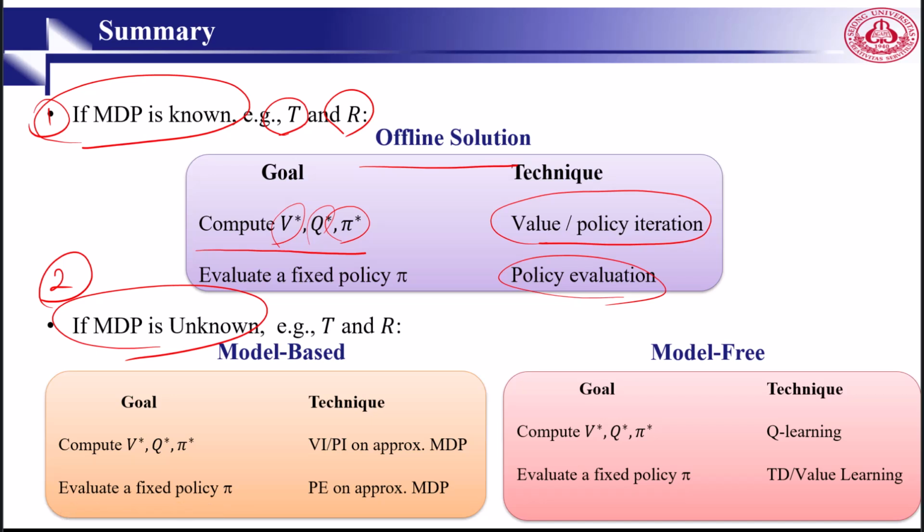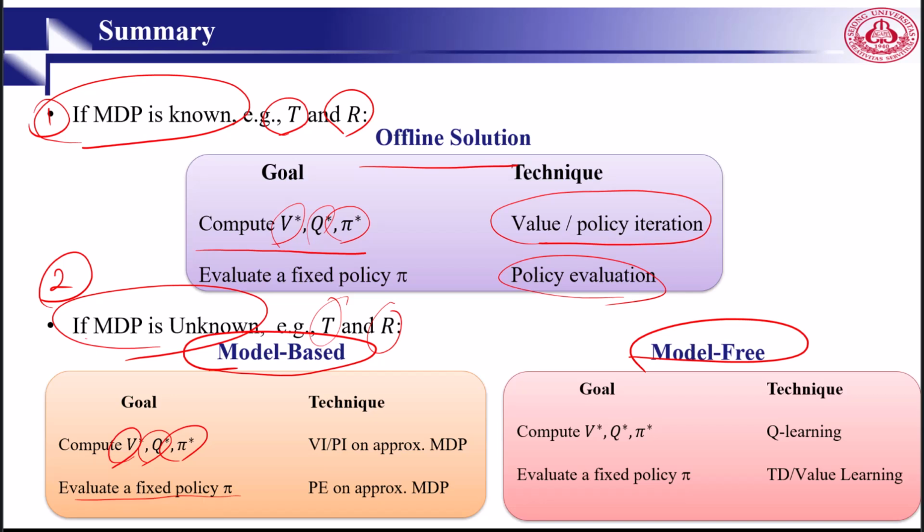But the problem is when the MDP is unknown, it means T and R are unknown to us. In this case, we must learn from experience, that is reinforcement learning, real reinforcement learning. These split into two major families, model-based and model-free reinforcement learning. In model-based reinforcement learning, the agent tries to learn an approximate model of the environment. The agent estimates transition probabilities. It estimates the reward function, and then it tries to solve the approximate MDP using dynamic programming. The goal remains the same. We want to find V star, Q star, pi star, right? Or we want to evaluate a fixed policy.